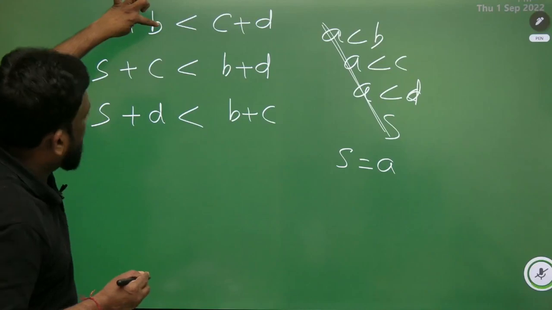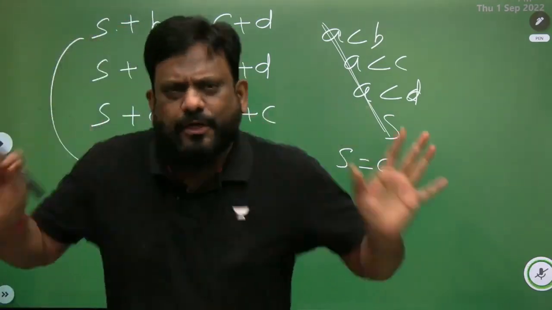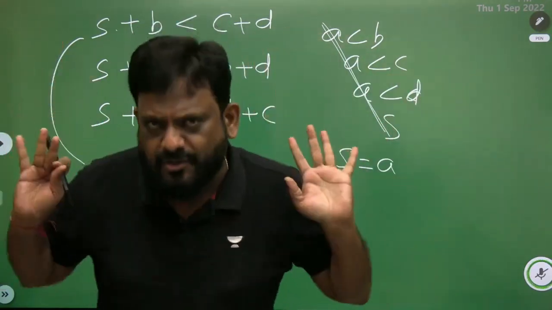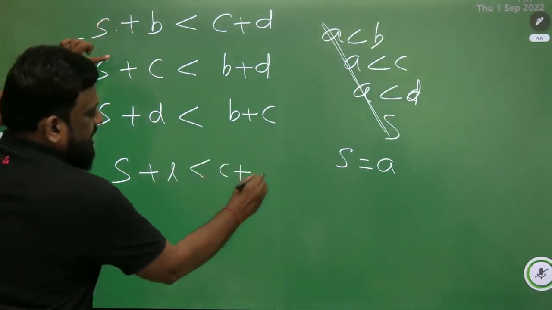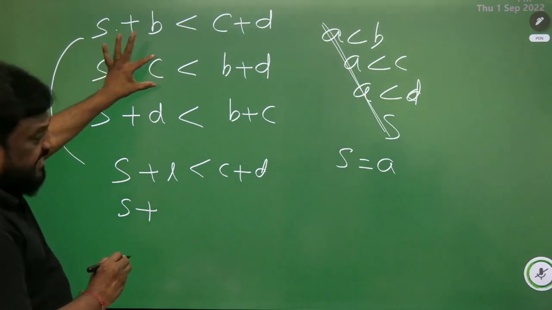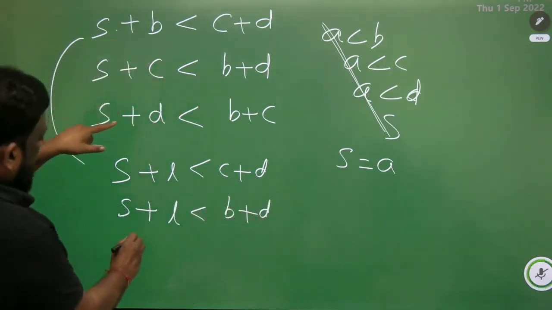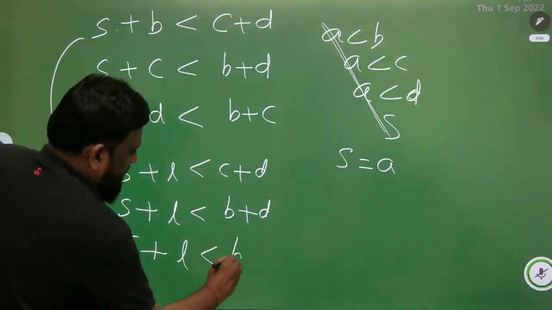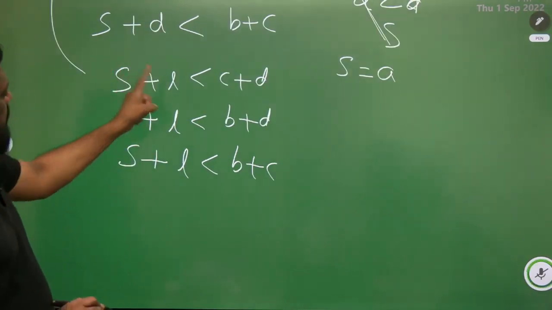So if this is longest, what do I get? When A is shortest, B may be longer, C may be longer, D may be longer. So there is a possibility. If B is longer, you get C plus D. Similarly, if C is longer, you get B plus D. If D is longer, you get B plus C. What does it mean? When one is shortest, one is longer.